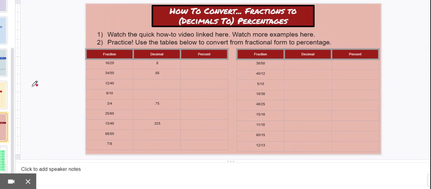So as you do that, you'll see that I've just dropped in from the previous screen, the previous practice. You already have done these conversions, right? You've already converted these fractions into decimals. And now you're going to take those same examples, that same fraction, and you're just going to take it one step further and turn it into a percentage.